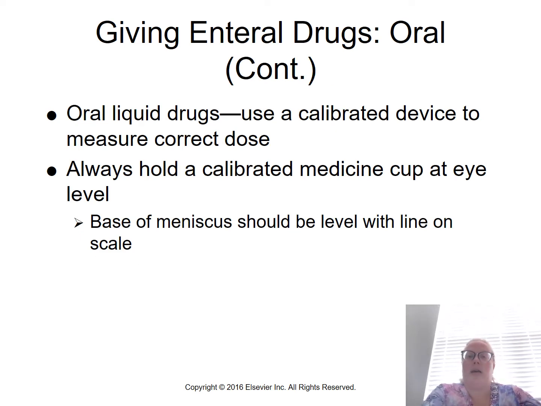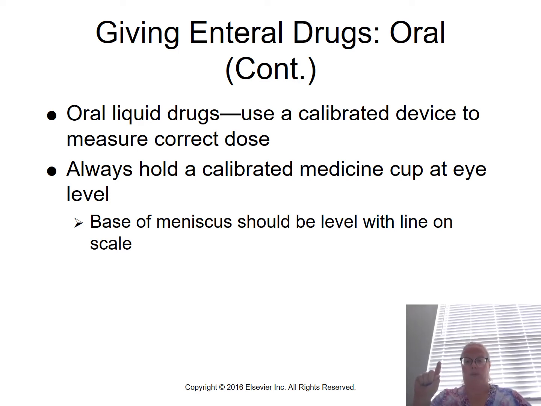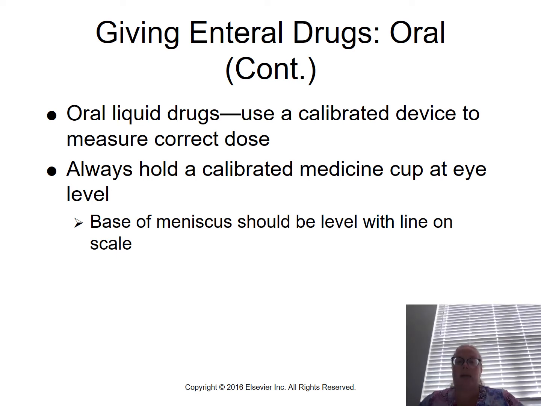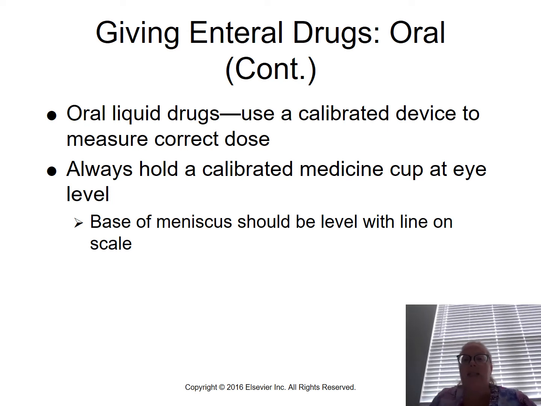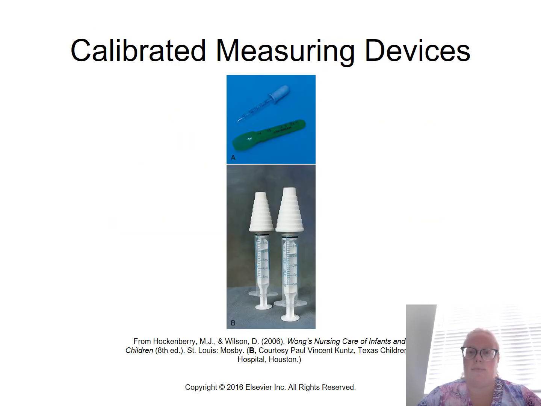Okay, oral liquid drugs. We want to use a calibrated device to measure the correct dose. Why? Well, typically household devices such as spoons or cups vary in size and their result can vary in inaccurate doses. So typically we use the little tiny 1 ounce or 30 ml medicine cup. When we use that medicine cup to put liquid medication in, we want to make sure that we're eyeing that cup at eye level. So bend down, lean over, and look. And the base of the meniscus should be level with the line on the scale.